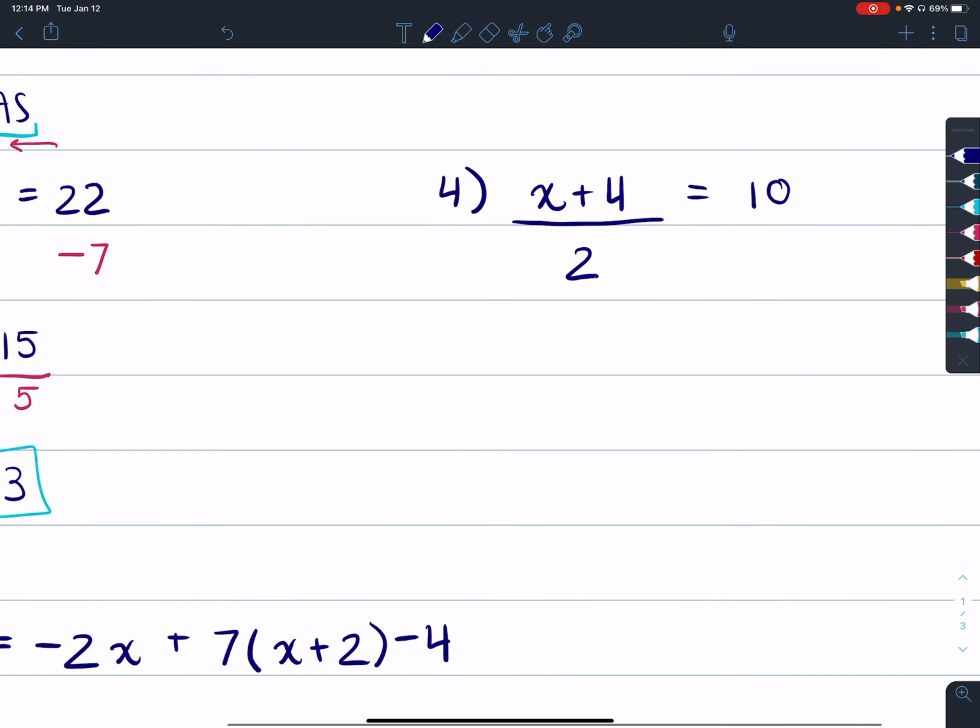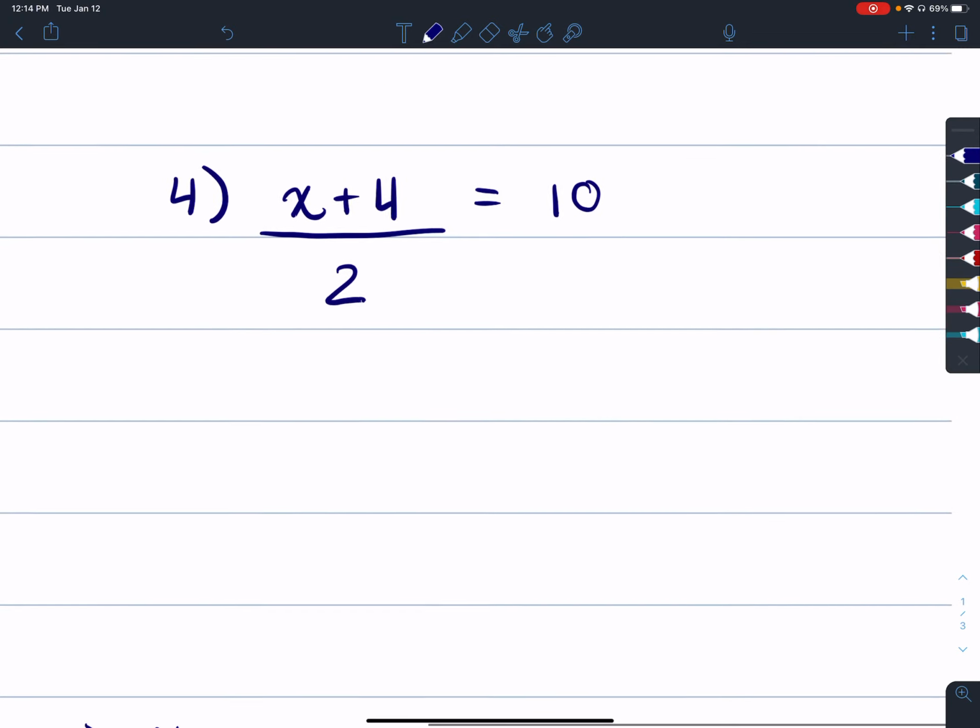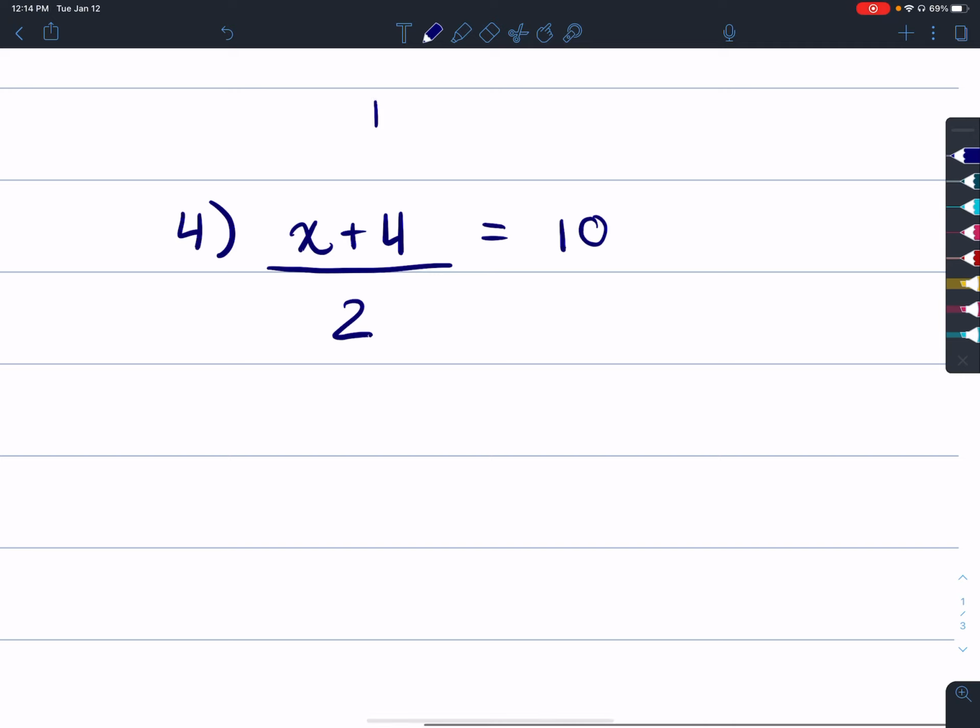Okay, moving on to number 4. So this one, again, we have to think about that BEDMAS is a little bit more interesting. You have to look at it a little bit differently, because, as I just said, brackets, exponents, division, multiplication, addition. So we have, again, two operations here. We have an addition and we have a division.